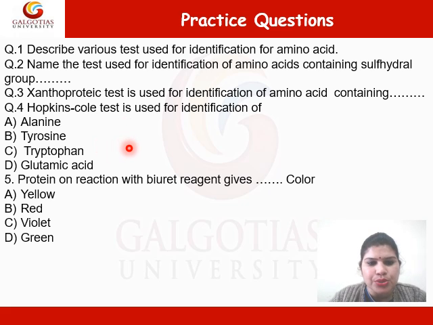Hopkins-Cole test is used for the identification of, you have been given four options, you have to choose the right option. The right option is the tryptophan. Protein on reaction with biuret reagent gives the fill in the blanks color. So you have to choose the right color. The answer is the violet color.